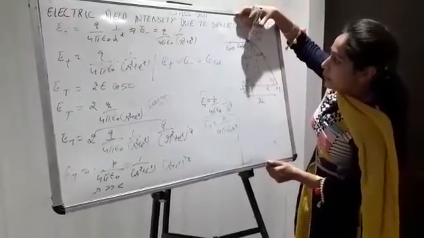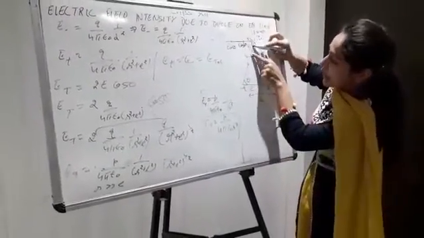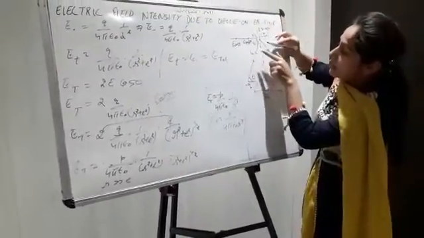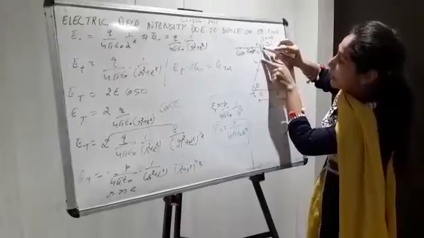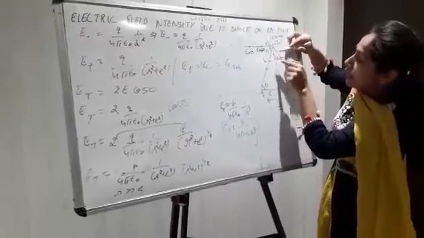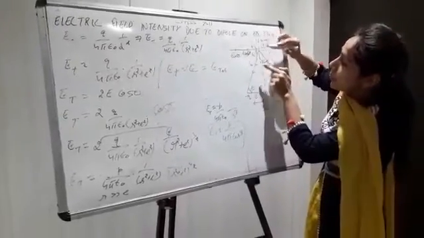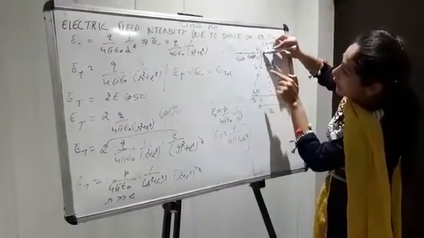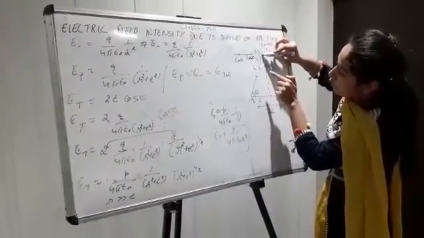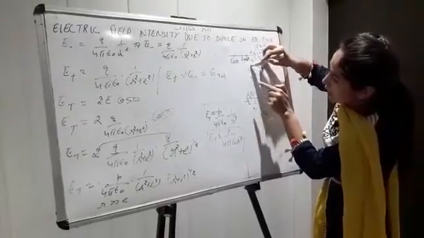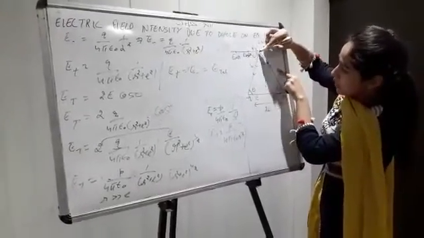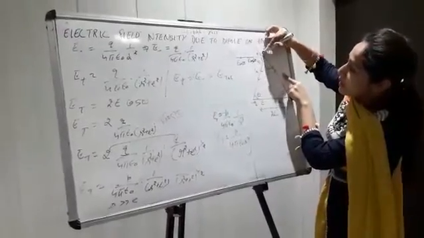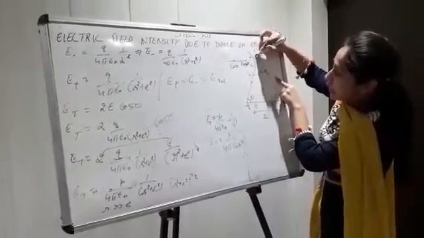One component will be E cos theta of this electric field, and the second component, again perpendicular of this electric field, we draw perpendicular over here. That will be the horizontal component, and that will be the vertical or perpendicular component of this electric field.